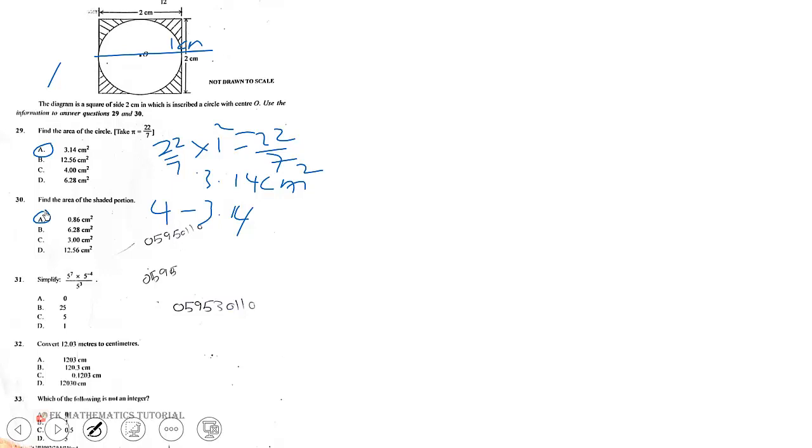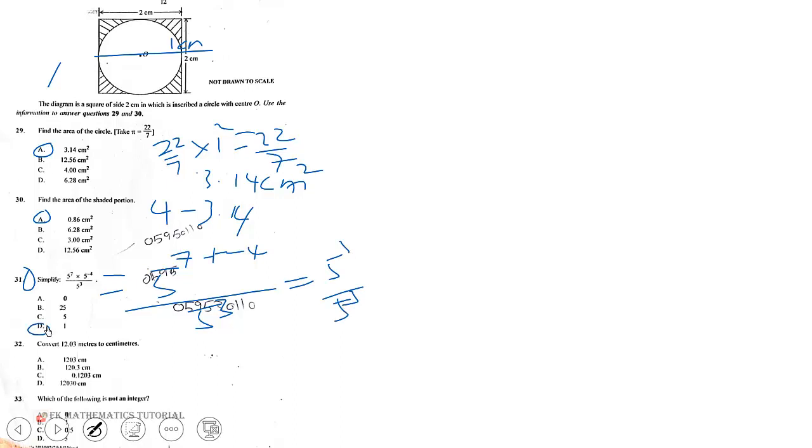You have to simplify 5 exponent 7 times 5 exponent negative 4. So that will give us 5 exponent 7 plus negative 4 all over 5 exponent 3. So that will give you 5 exponent 3 over 5 exponent 3, which is 1.